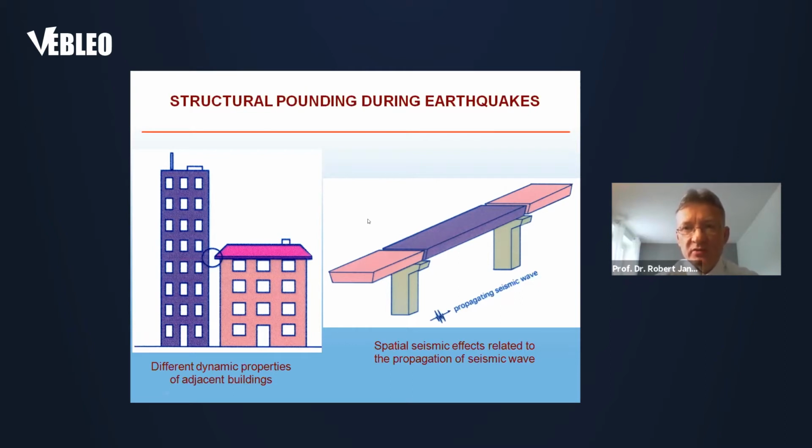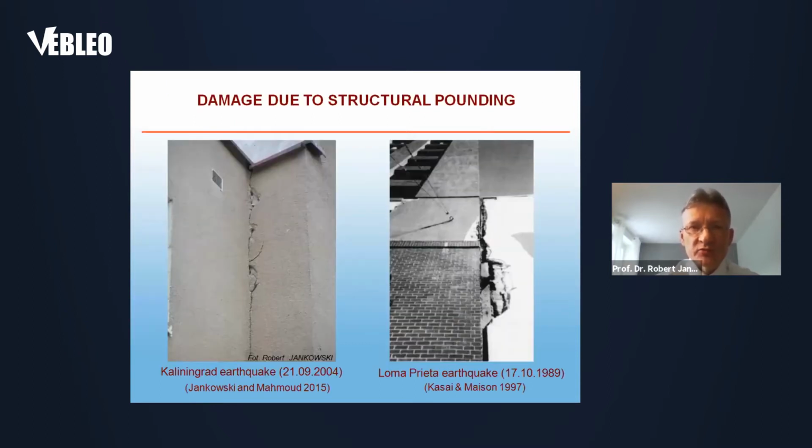A similar situation might also concern longer bridge structures. However, in this case, the reason which might result in collisions between adjacent superstructure segments is usually related to special seismic effects related to the propagation of the seismic wave. This is due to the fact that when the wave travels along the bridge, there are different inputs on adjacent piers, and because of that, adjacent superstructure segments are excited in different ways, which may finally result in collisions.